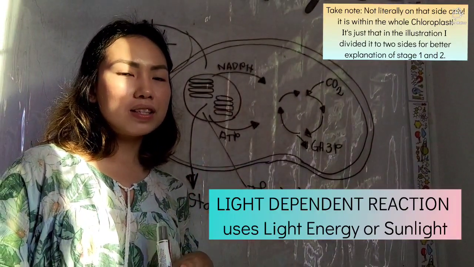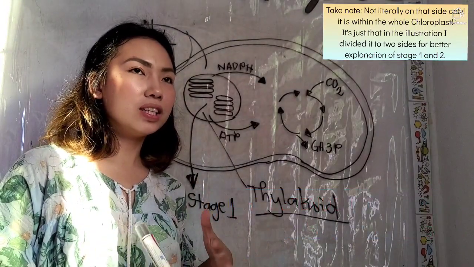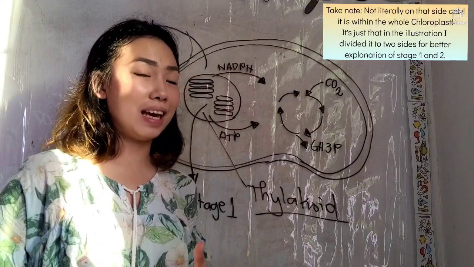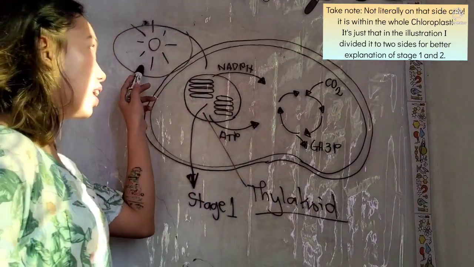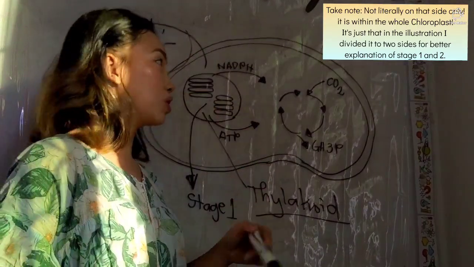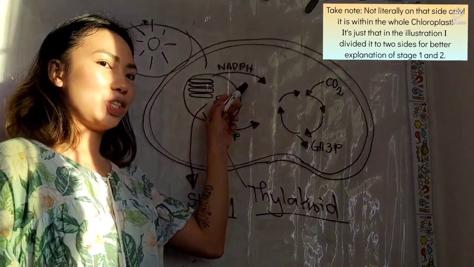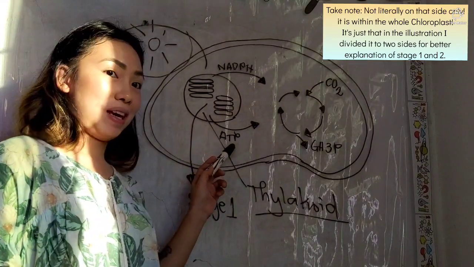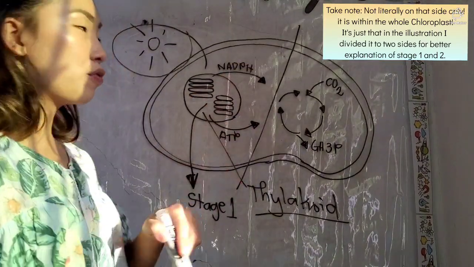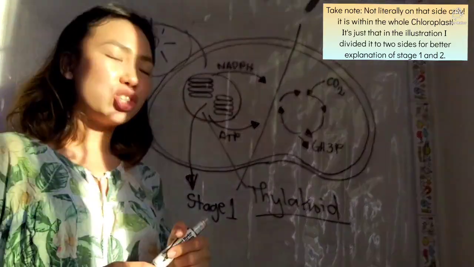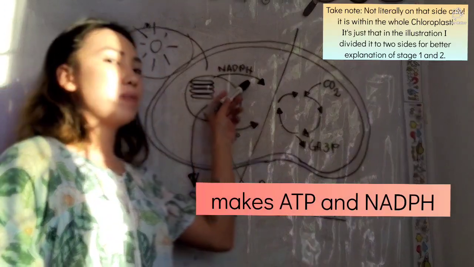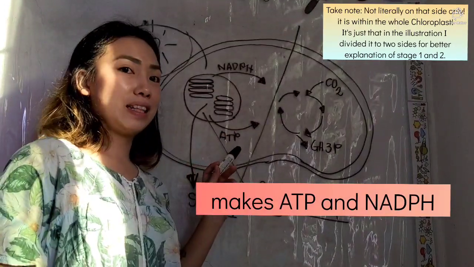And this is light-dependent, which means they depend on sunlight. Our sunlight enables the production of NADPH and ATP. So, that would be our first stage. Our first stage goes up to the production of NADPH and ATP.